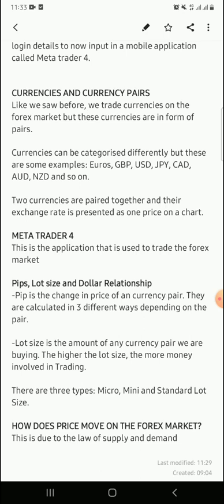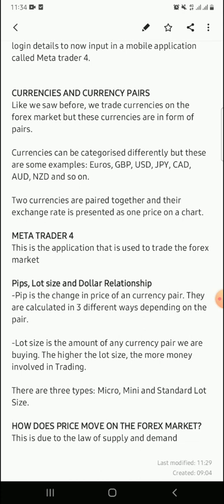Now, two currencies are paired together on this mobile application that I'm telling you about. Two currencies will be paired together and their exchange rates will be presented as one price on a chart. Now, that's just how it looks, and we're going to see that right away.